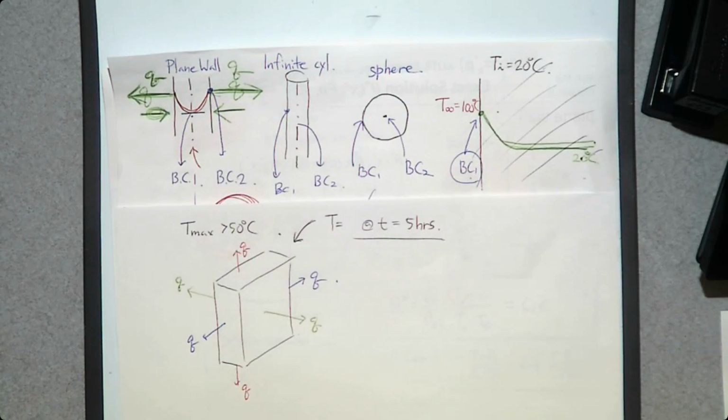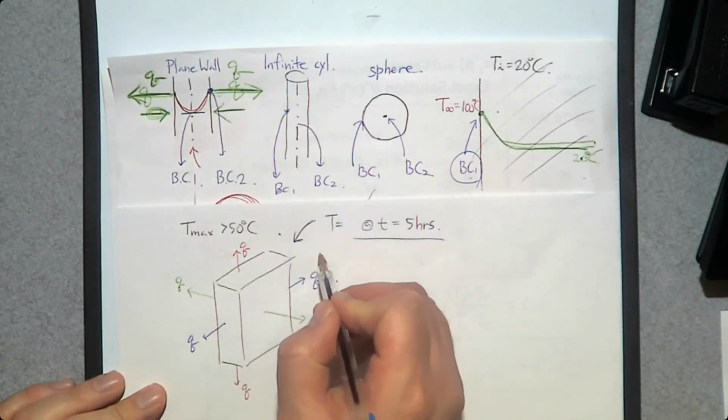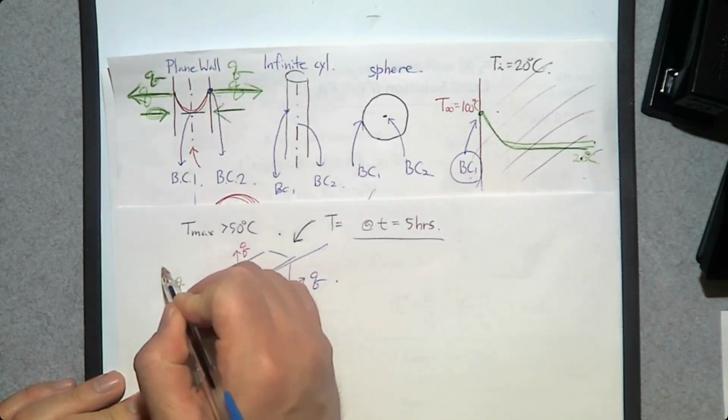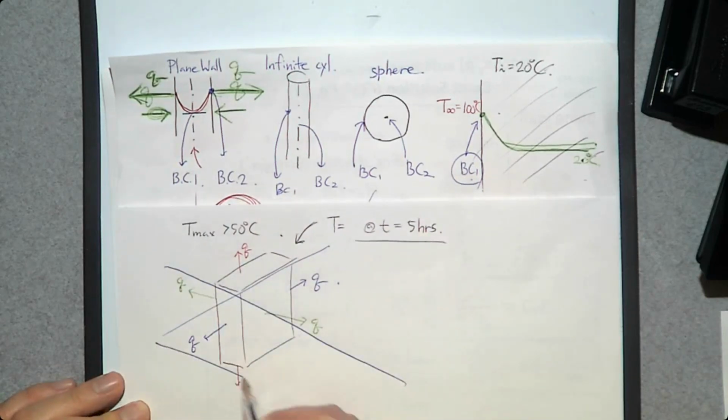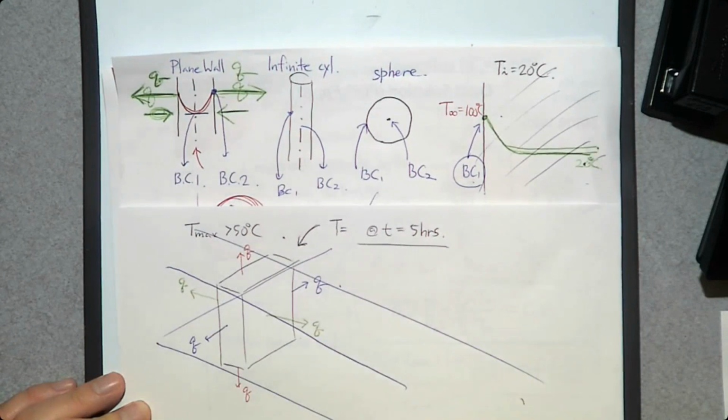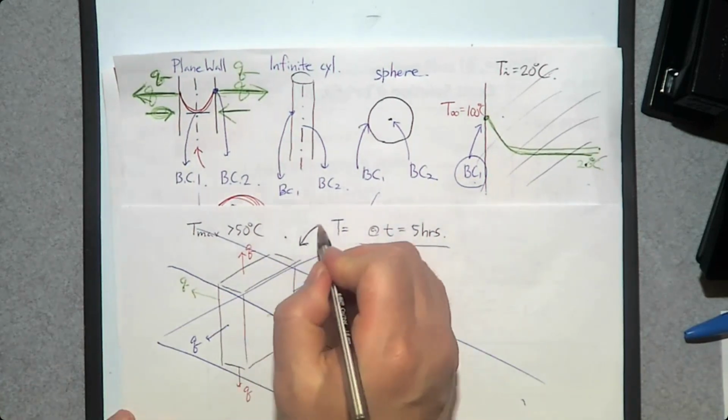Then, can you determine the final temperature of the cell phone by assuming a plane wall? Not necessarily. So what can you do? You can combine plane walls. So one plane wall is going to be this way, or let's say this way. So there's one plane wall and another plane wall this way.